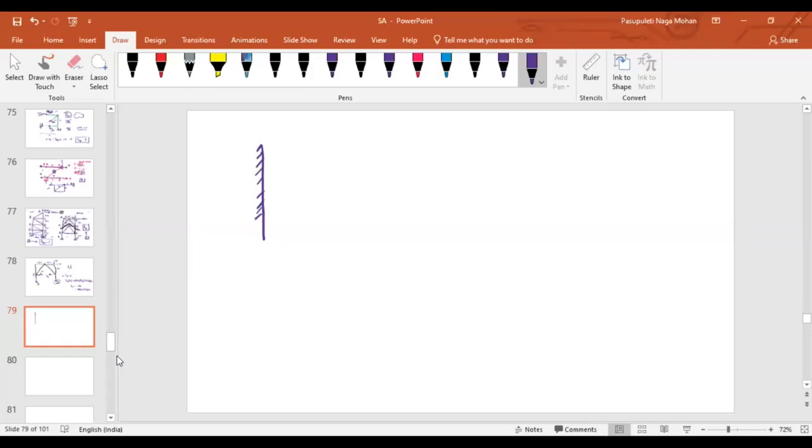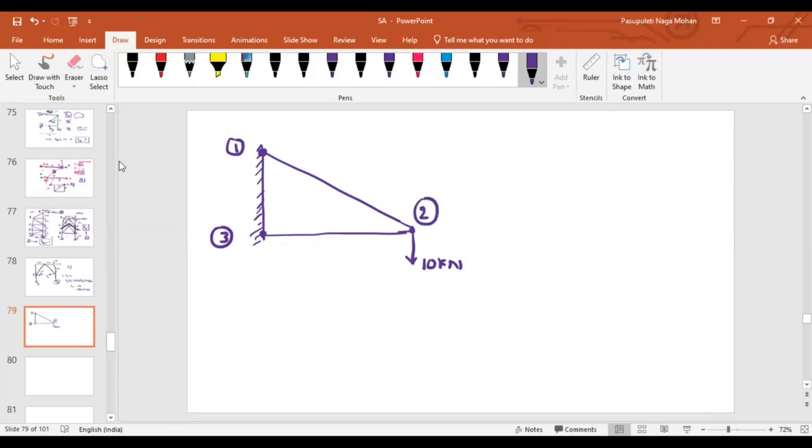So let me take this problem. There is a load acting here, 10 kilonewton, and this is the hinge joint 1. This is the hinge joint they have considered as 3, and this is also a hinge joint they have considered as 2. What they asked is: a cantilever truss with joints labeled 1, 2, 3 is shown in the given figure. It carries a vertical load of 10 kilonewton at joint 2.